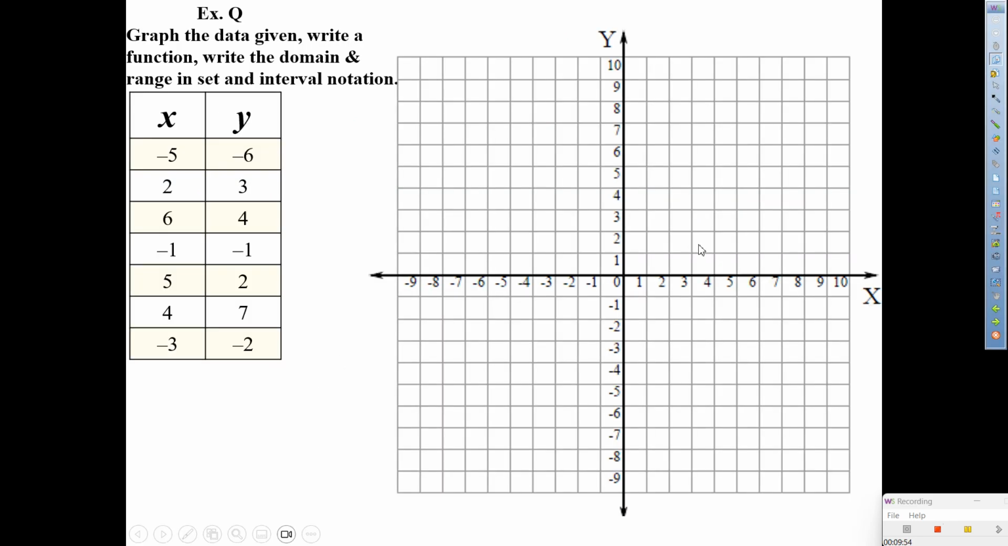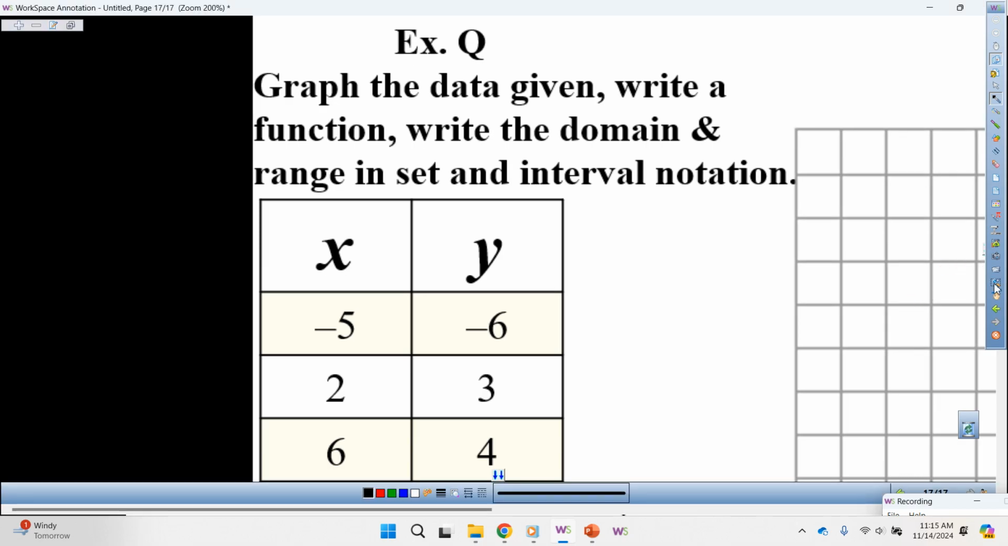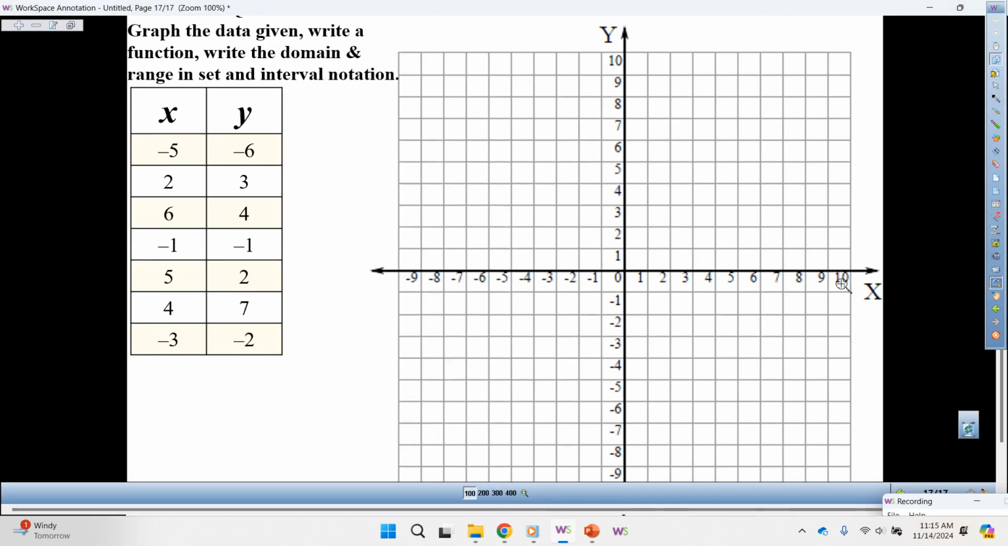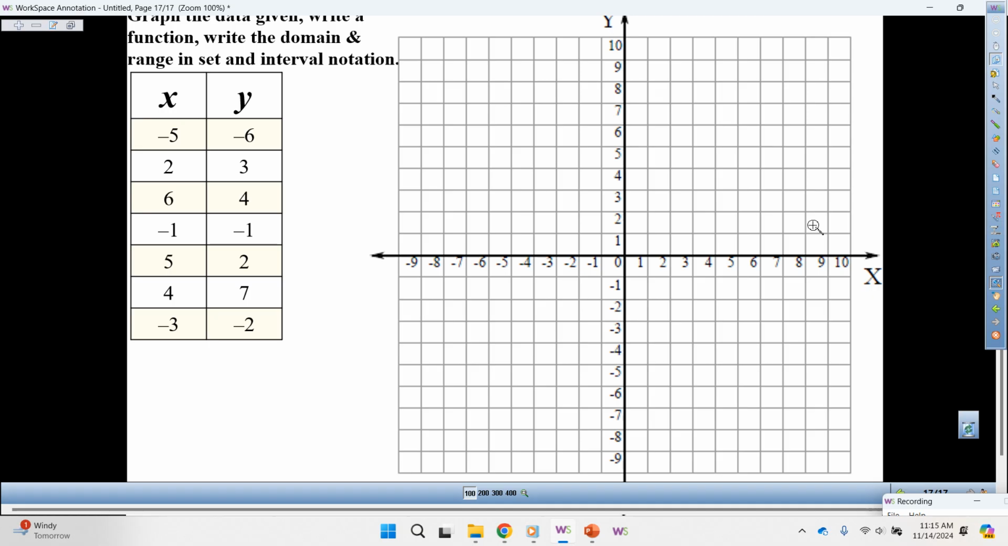Let's go to our first example, example Q. Go to the handout, please. Get that in front of you, and it says, graph the data given, write a function, and write the domain and range in set and interval notation. So, first things first, you already have all that data there. Let's plot each of those points together. I'm going to use blue for all the points.